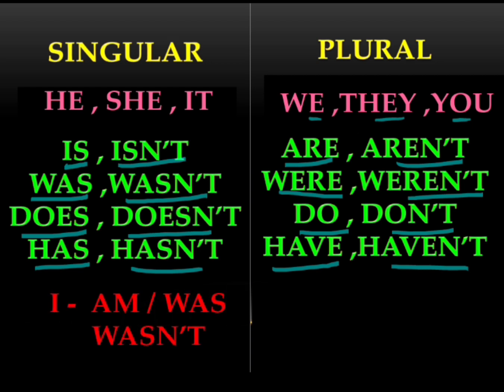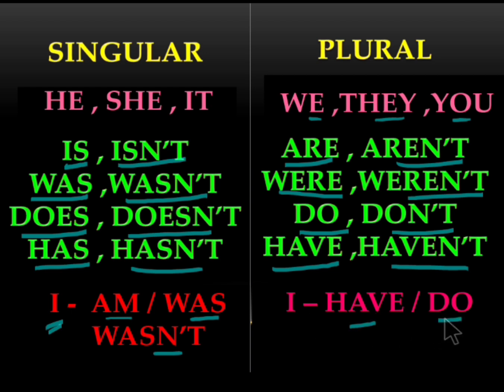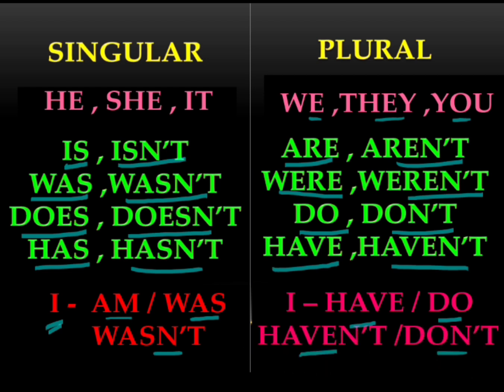Here you can see one personal pronoun is missed out, that is I. And for this I, the be verb that we use in the singular is the special be verb am. In the past tense, we use was as the positive and wasn't as the negative. And I is used with the plural have verbs, that is have and do in the positive and haven't and don't in the negative. So these are the singular be verbs and these are the plural be verbs.